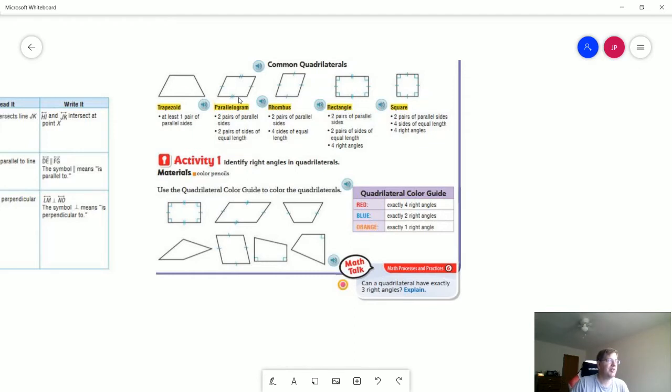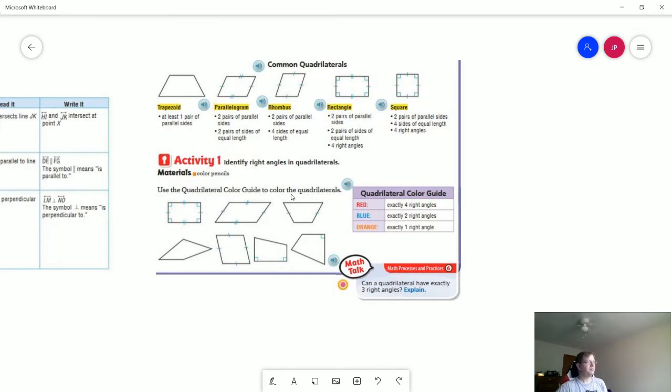A parallelogram is going to have two pairs of parallel sides that are of different lengths. A rhombus is going to have two pairs of parallel sides, but all four sides are the same length. That's going to match what a square is, except a square is also going to have right angles. So a rhombus is going to have four sides of the same length, but not right angles typically. And then a square will have the same things, but with right angles. A rectangle is going to have two different pairs of parallel sides, and then also have four right angles.